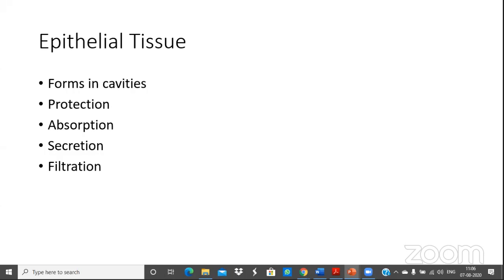Okay, it gives protection, and this also involves absorption. Absorption means whatever you are eating goes into the intestine, and the main nutrients are absorbed. This absorption function is performed by this kind of epithelial tissue. In some areas, endocrine glands have this kind of epithelial tissue that secretes hormones, enzymes, or other chemicals, and this also involves filtration. Based on these functions, those kinds of tissues are classified as epithelial tissue.